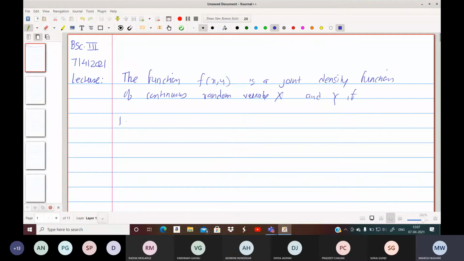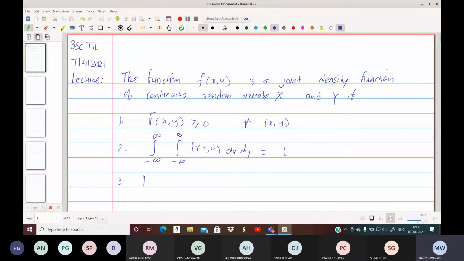So first, the f value at each x and y has to be non-negative for all x, y ordered pairs. Second, the range of x is the real numbers and the range of y is also the real numbers. So it's a double integration, one with respect to x and one with respect to y. This has to be one always, the total probability.